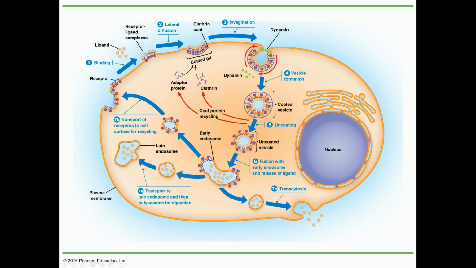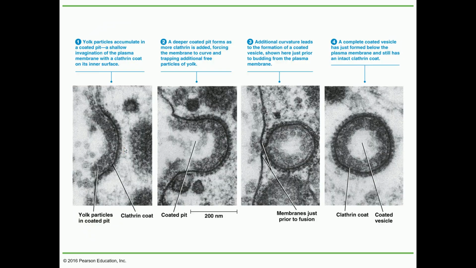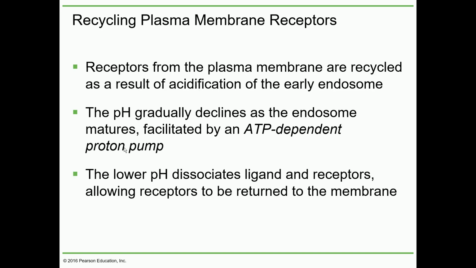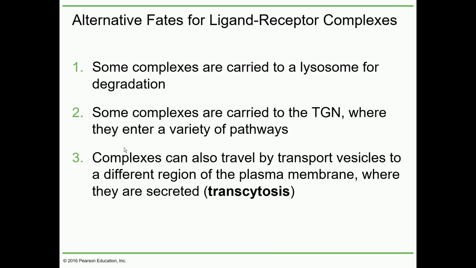Then the early endosome will be converted into a late endosome, and then from the late endosome into lysosomes, and the digestion of the ligands will take place. So this is the process of receptor mediated endocytosis. That's basically what I have just written here.